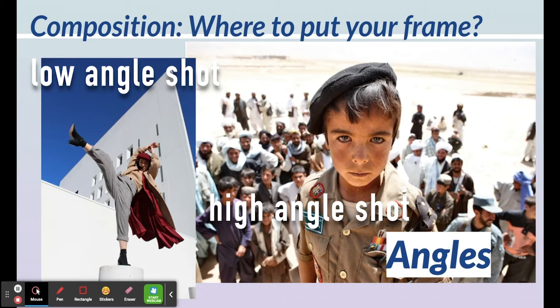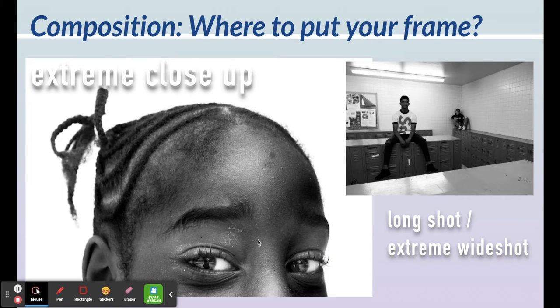Here's a low angle shot where the camera is below her. Here's a high angle shot where the camera is above this boy. Here is an extreme close-up where we have only part of this girl's face. And here we have both a long shot and an extreme long shot all in one photo.